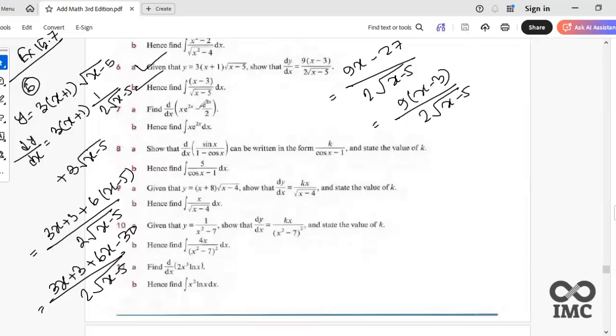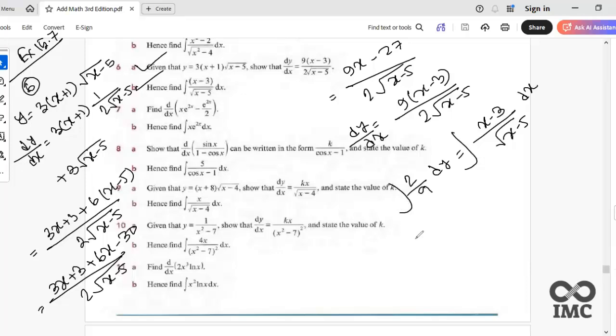Now part B. Hence find the integration of (x − 3) by root of (x − 5) dx. So from this we can write dy/dx equals this, and if we move 9 to this side, then we can write 2 by 9 dy equals (x − 3) by root of (x − 5) dx. Now do the integration. If we integrate this, then we get 2 by 9 y equals the integration of (x − 3) by root of (x − 5).